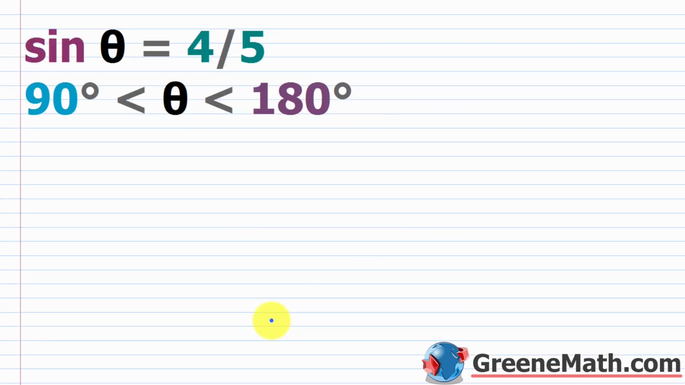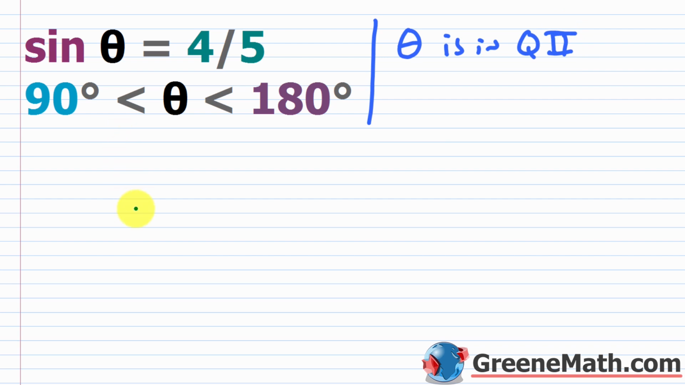All right, let's take a look at another common problem for this section. Your book will probably say something like finding function values of s over 2 given information about s, okay? So in this particular case, we are given that the sine of theta is 4/5, and theta is basically in quadrant 2, right? Because it's greater than 90 degrees and less than 180 degrees. So you can basically say that theta is in quadrant 2. Okay, so we have that information.